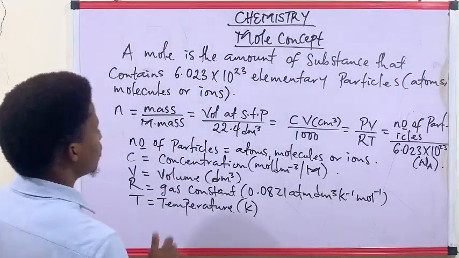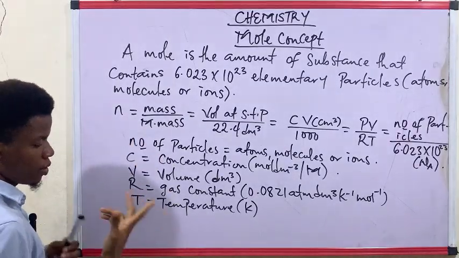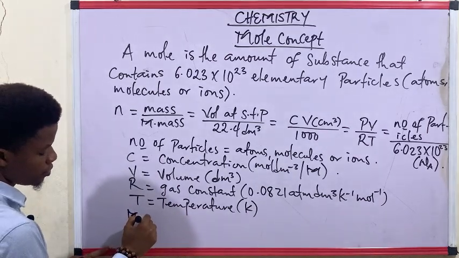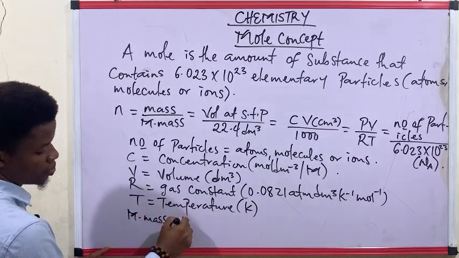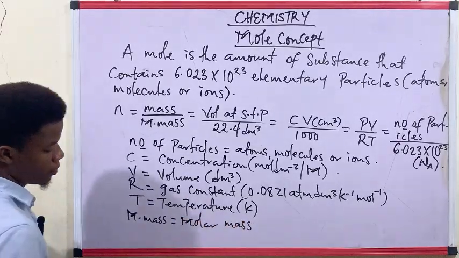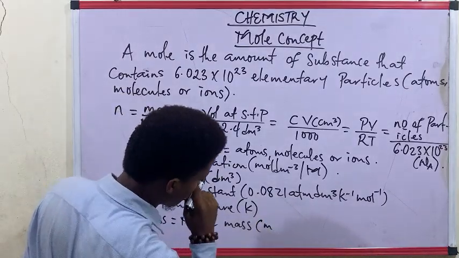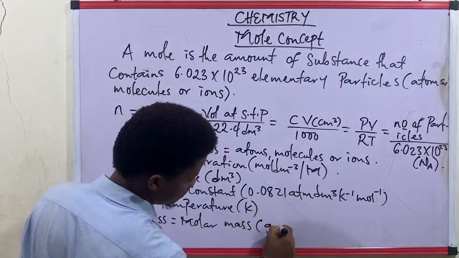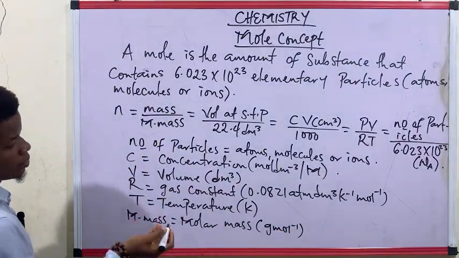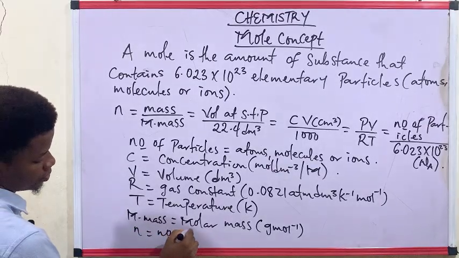Now, our molar mass. The SI unit for molar mass, M mass meaning the molar mass, is gram per mole. Then we also have our mass, which is already there. So N is our number of moles.